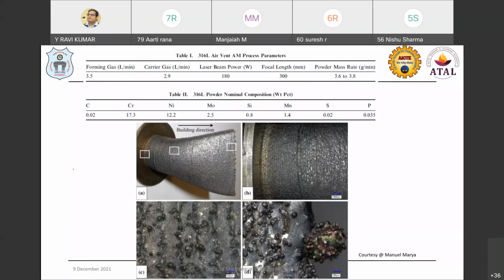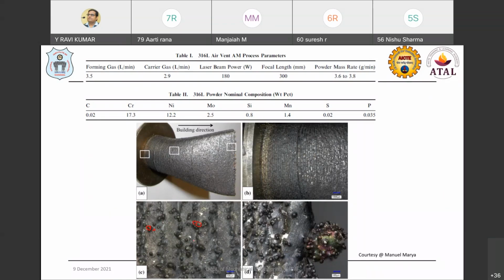And this is the chemical composition of the stainless steel powder we used, and you can see in the optical images, this is the build direction, and on the surface there are unmelted particles and partially melted particles. Because of this, the surface roughness we are getting is 500 to 600 microns in the DED systems.